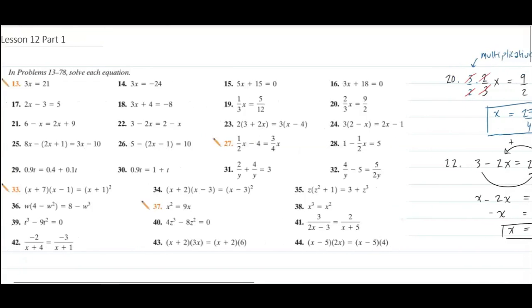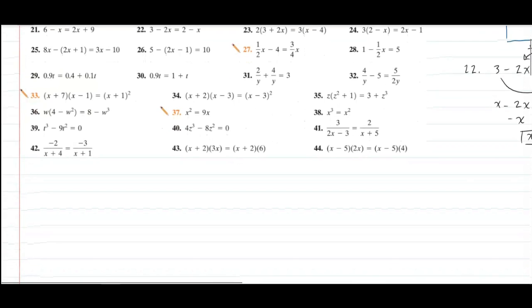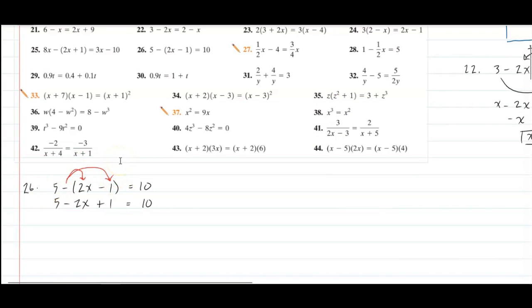Number 26, it says 5 minus 2x minus 1 equals 10. And in number 26, one thing you want to keep track of that's often forgotten by students who are just getting used to equations. Again, I know that you'll learn how to do all these, but the thing is, it's easy to forget all this stuff. Remember that whenever you have a subtraction sign before a problem, or before a parenthesis, that's going to cause the signs to switch. So that'll become 5 minus 2x plus 1 is equal to 10. It's not 5 times 2x and 5 times negative 1. I've seen students do that too, right?